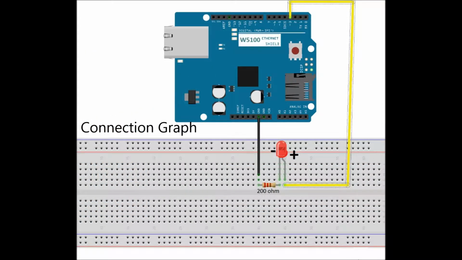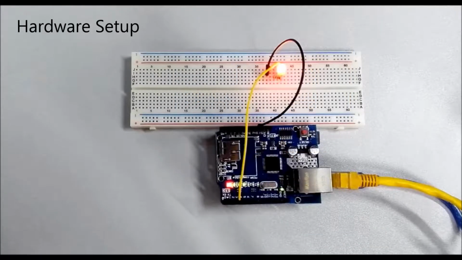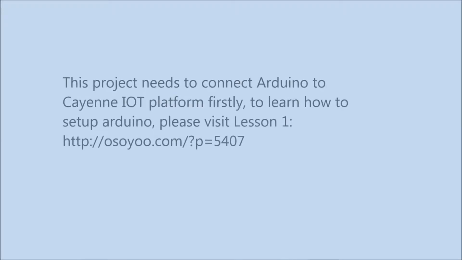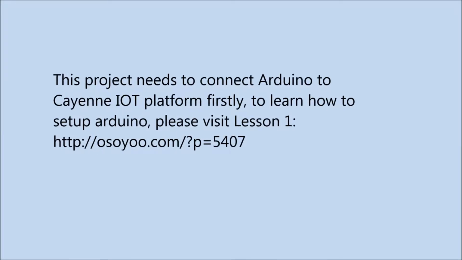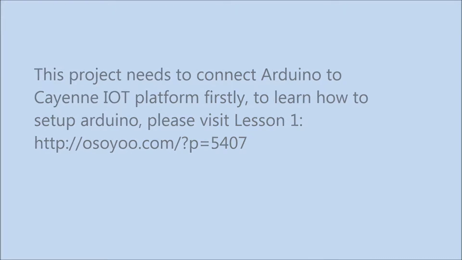Please set up the hardware according to the circuit graph, then connect the Arduino board to the PC via USB cable. This project needs to connect Arduino to the KyanEye platform first. To learn how to set up Arduino, please visit Lesson 1.